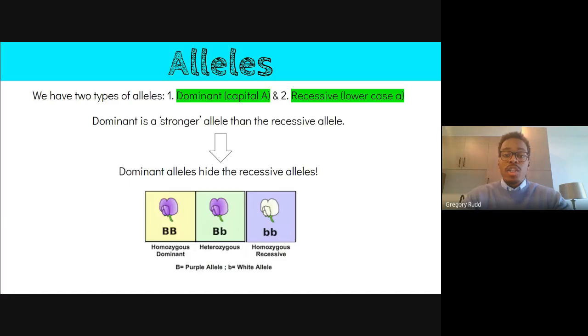So perhaps one parent has more dominant alleles than the other. Maybe one parent has a lot of recessive alleles, but this is all totally random. So a parent who has a lot of dominant alleles is more likely to give a lot of their traits to their children than the other parent. But there's no guarantee that one parent has more dominant alleles than another. They could both have a lot of recessive alleles. They could both have a lot of dominant alleles. It's really just a random process.